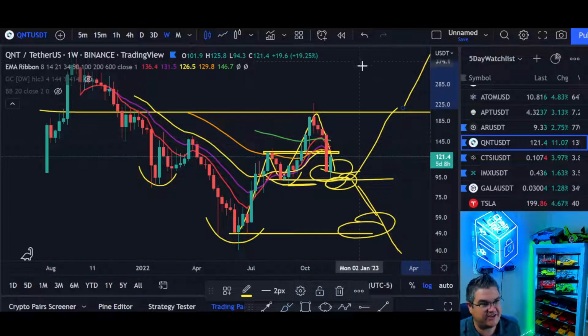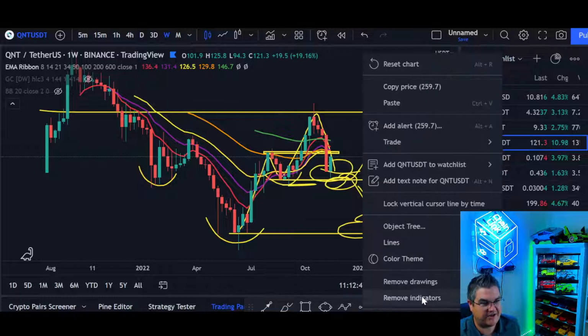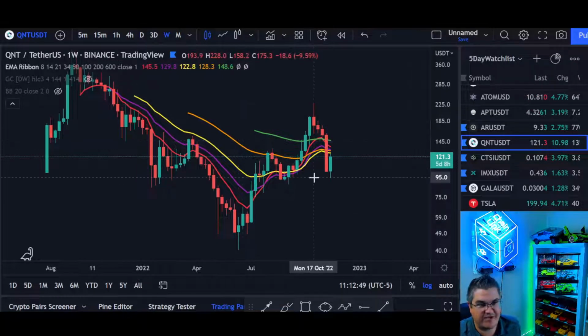So that's QNT in a nutshell with the yellow Crayola marker, keeping it real with the elementary school drawings.